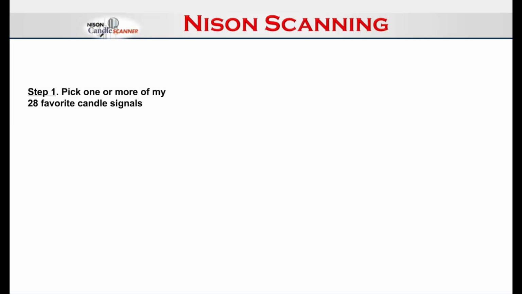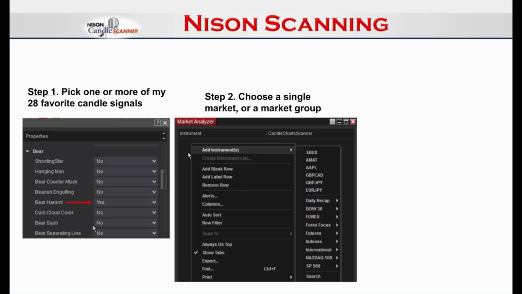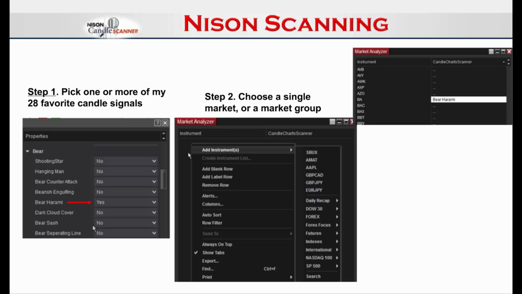Okay, so you can pick any and all of my favorite 28 candlestick signals, 14 bullish and 14 bearish. Okay, actually, it's 12 bullish and 12 bearish, and Doji and Harami are actually neutral signals. So you could have everything turned to no or yes. You can pick any of them you want. All right, so let's say we have a bear Harami, and say the watch list we decide to do is, let's say the S&P. I'm not sure which one we did here, but you can have your own instruments added. You can create a custom watch list, as you know.